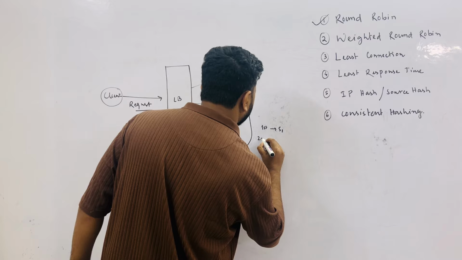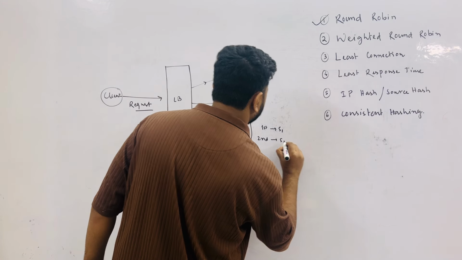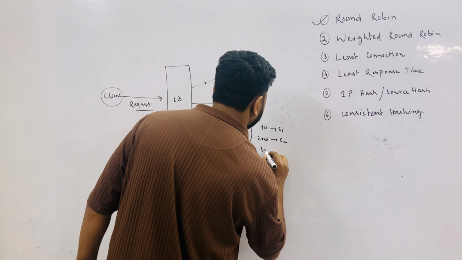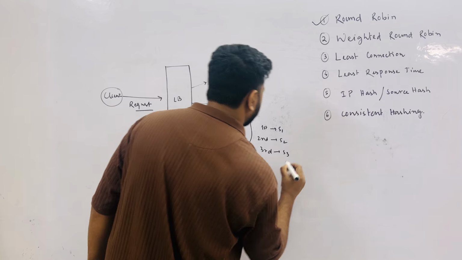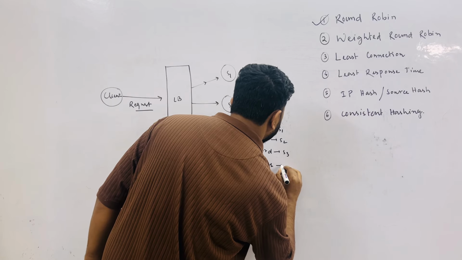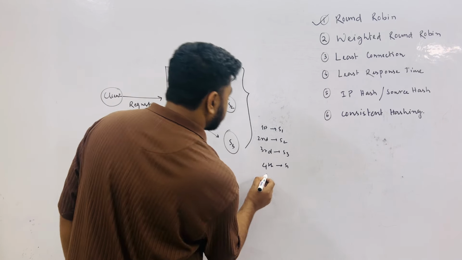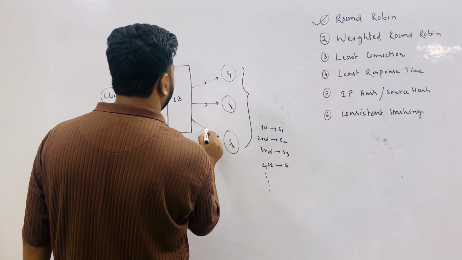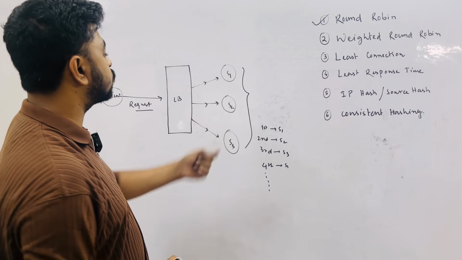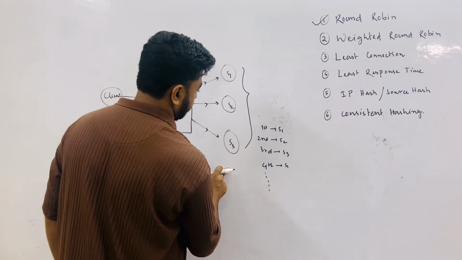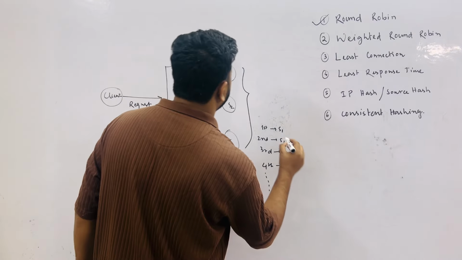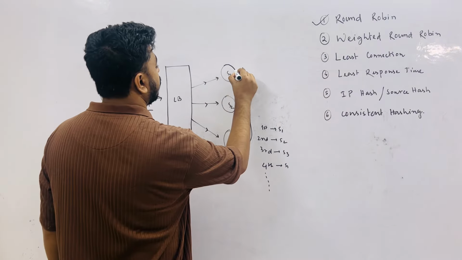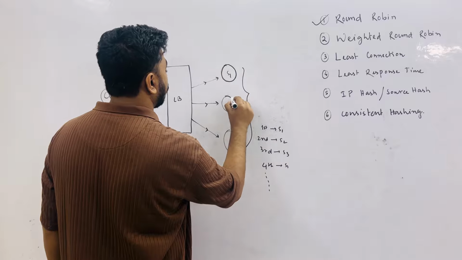When the second request comes, it will send to S2. When the third request comes, it will send to S3. When the fourth request comes, it will send again to S1. So this way, whenever a request is coming, it will just send one by one. First will be S1, then S2, then S3. Okay, so this way, on a counter, it will send one by one.